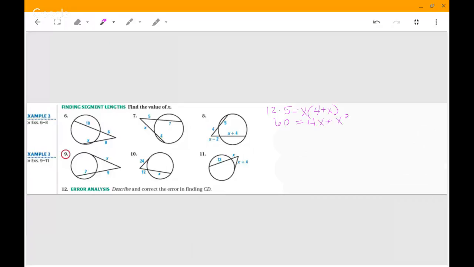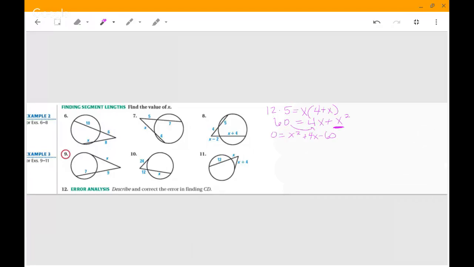So in this one, you get everything together on one side. And I would move everything to the right side to keep this x squared positive, not a negative number. So x squared in the front, then 4x. Then it's going to be minus 60 because you're moving it to the other side. Does that make sense? Yes. Okay. So then you have quadratic formula.